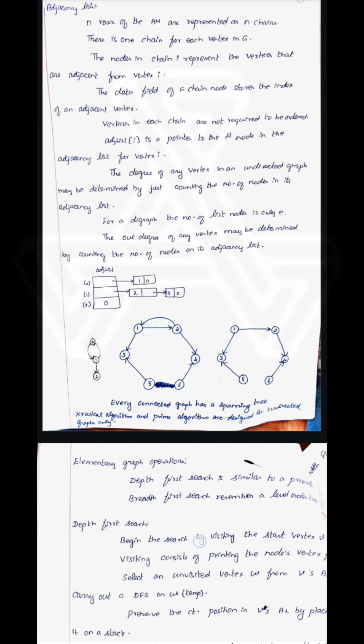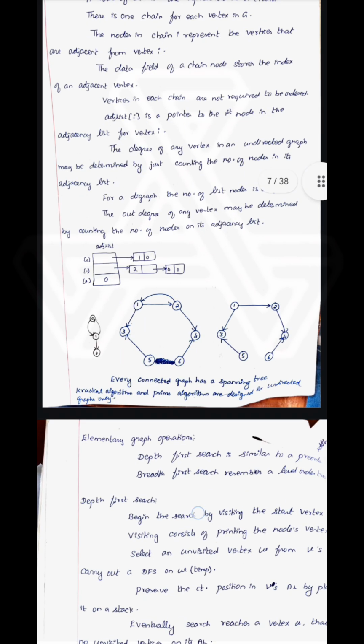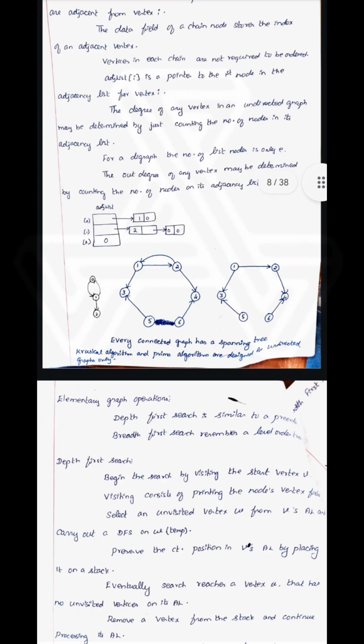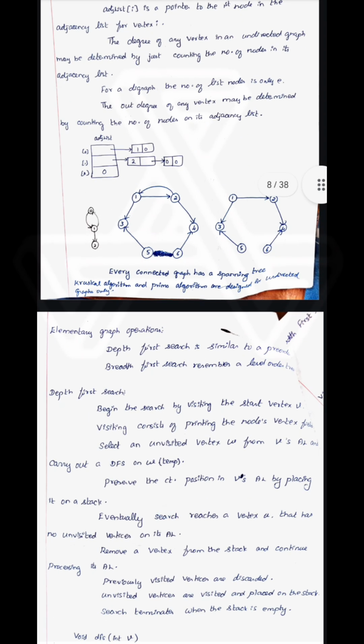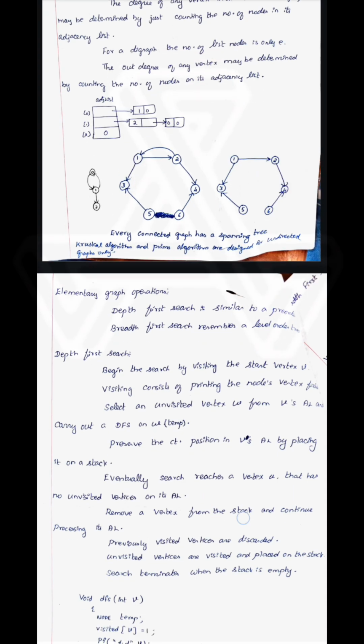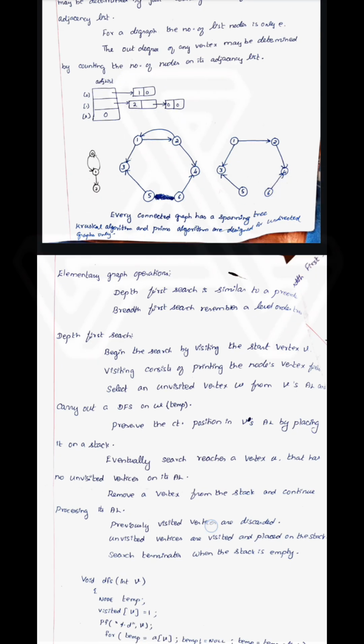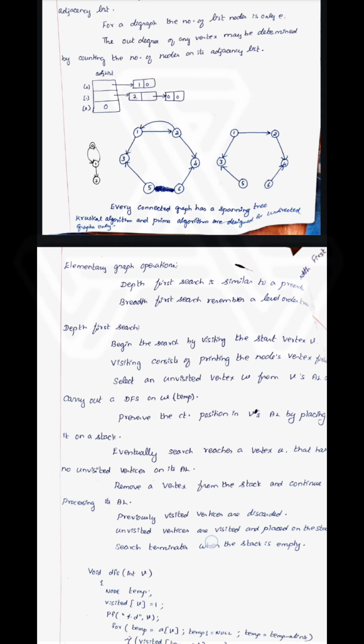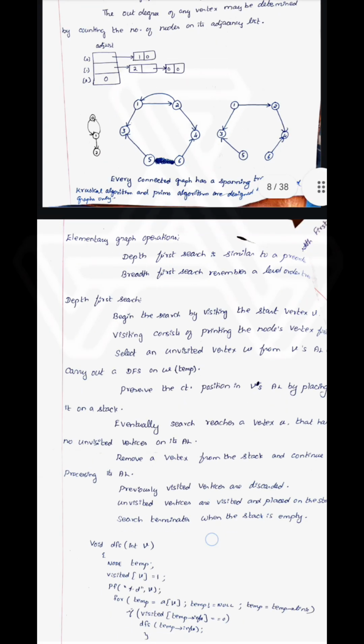The adjacency list of i is a pointer to the first node in the adjacency list for vertex i. The degree of any vertex in an undirected graph may be determined by just counting the number of nodes in its adjacency list. For a digraph, the number of list nodes is only e. The out degree of any vertex may be determined by counting the number of nodes on its adjacency list.